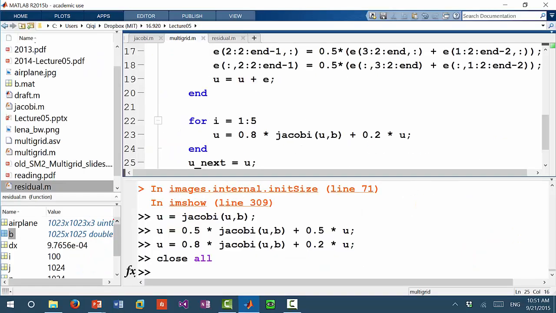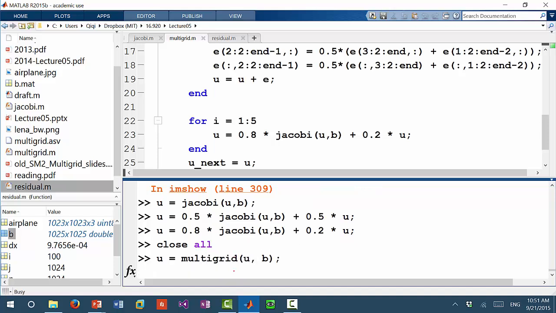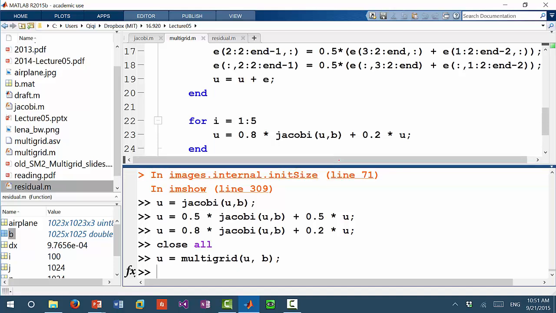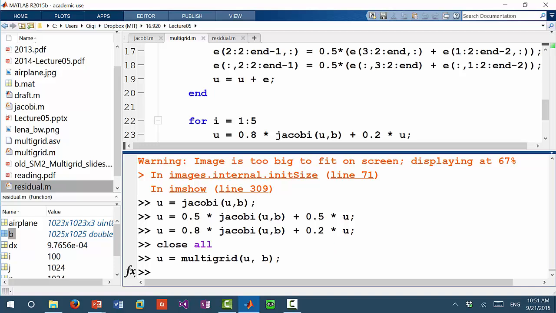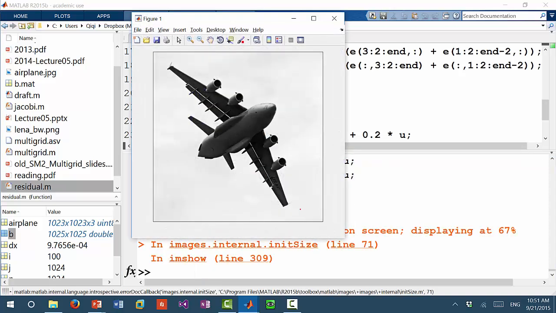Okay, so let's test it. I think we still have some time for that. Let's, for example, do U equal to multigrid of U and B. Oh wow, that didn't produce an error. I'm surprised. Okay, so we did one multigrid iteration. Let's see how close we are to U. Wow, that's pretty good, right? Just one multigrid cycle.